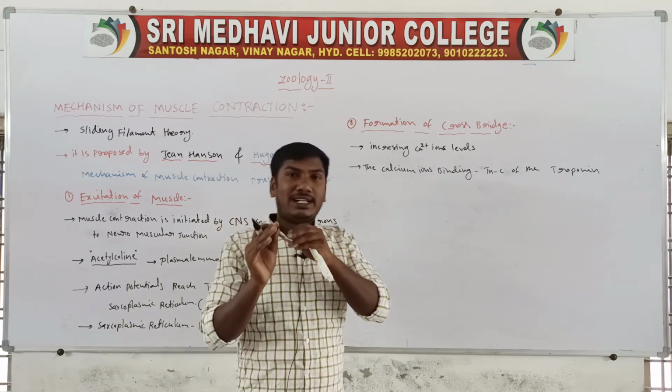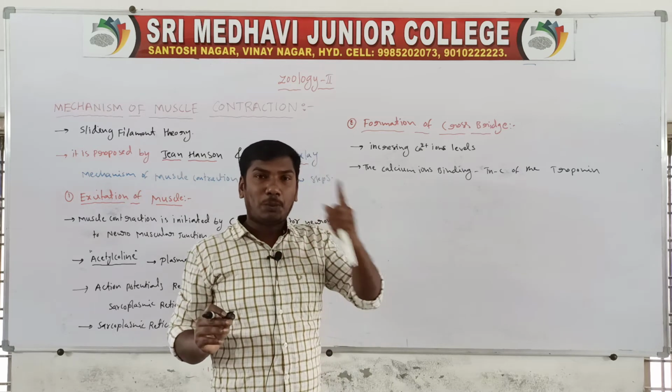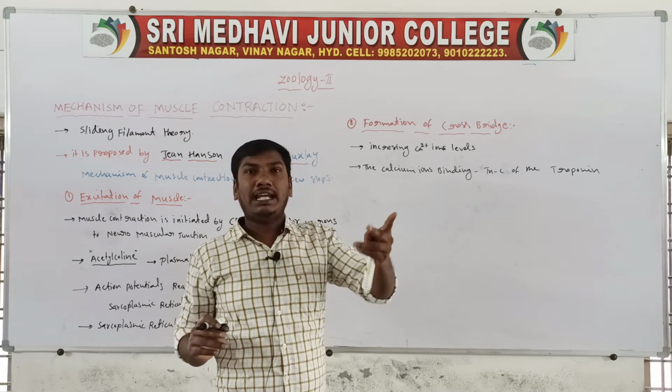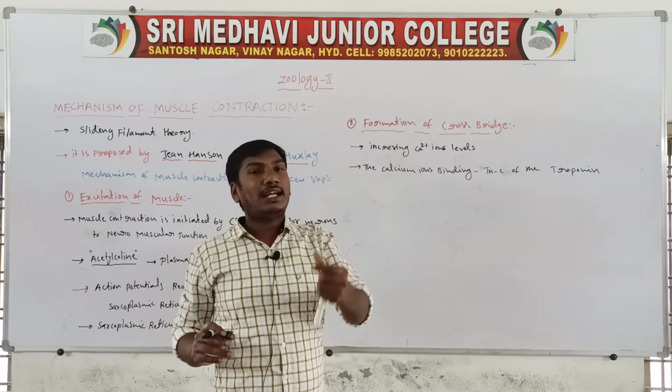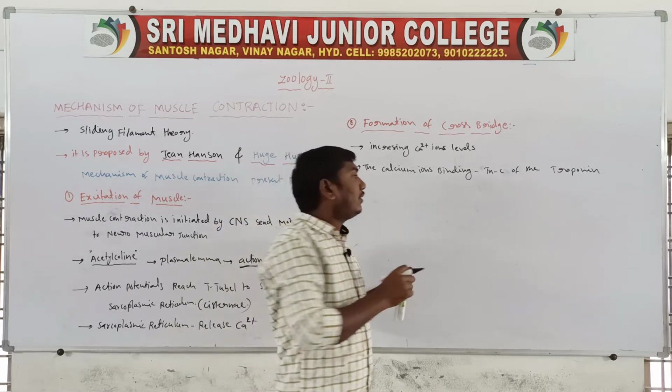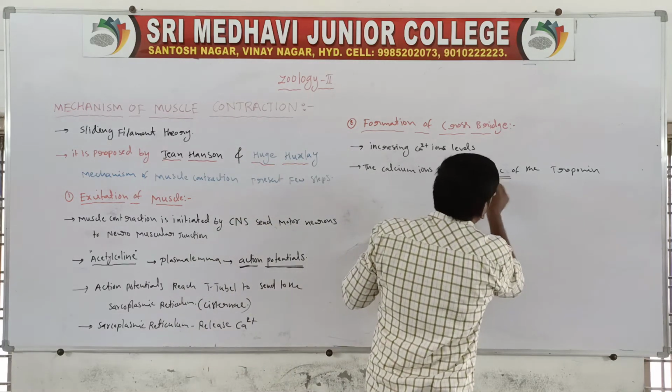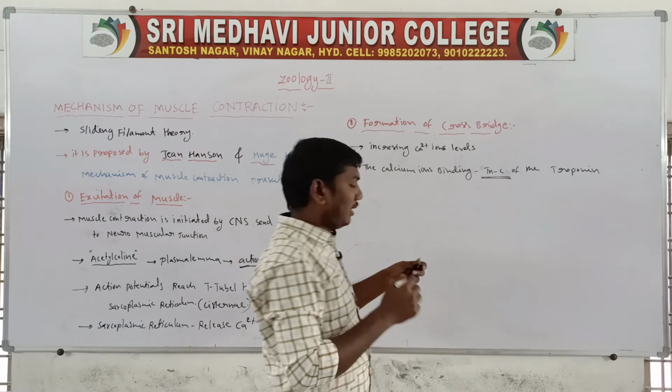The troponin protein contains 3 subunits: troponin T, troponin I and troponin C. So the calcium ions bind to troponin C.